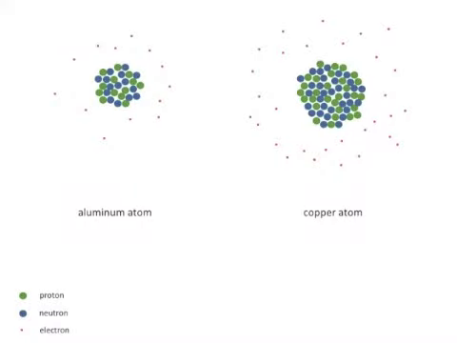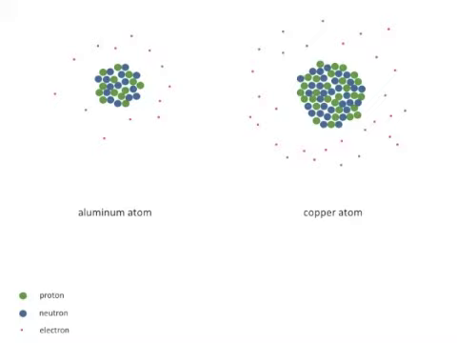So on the left is a representation of an aluminum atom, and on the right is a copper atom. Remember that we were using a green circle to represent a proton, a blue circle for a neutron, and a smaller red circle for an electron. The thing that makes something an aluminum atom is the number of protons. If you count the number of protons in the aluminum atom, you'd find that it adds up to a total of 13. And this is what makes it an aluminum atom.